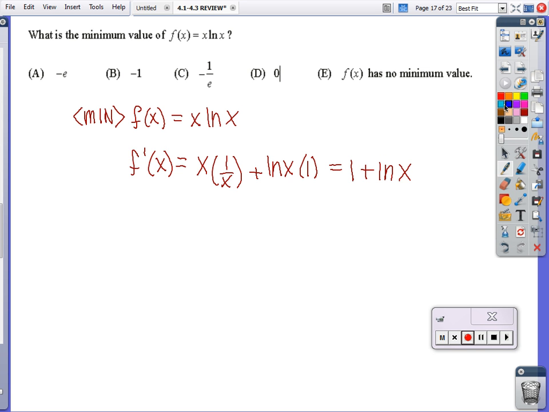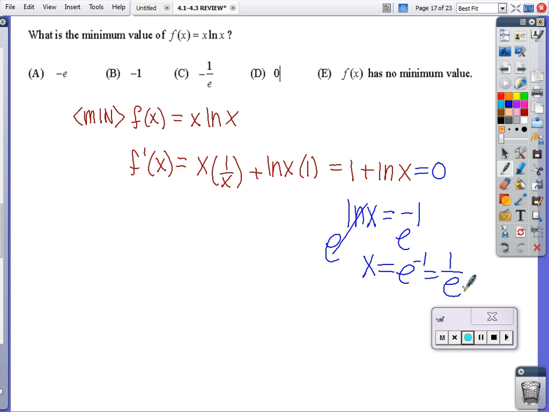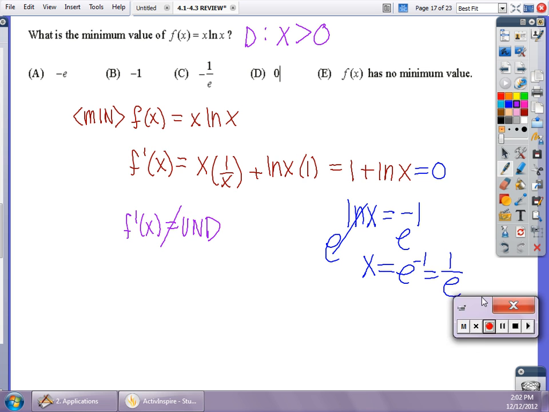Now, if I want to find the minimum, I'm going to set that equal to 0 first, and I get ln of x is equal to negative 1. I'm going to take e to both sides. We get x is equal to e to the negative 1. That's the same thing as 1 over e. Off to the left, I'm actually going to find if f prime of x equals undefined, and because there's no fraction here, we're not going to worry about the undefined. I know from the very beginning that the domain was greater than 0 because ln can only use positive values, not even 0. You can't take the ln of 0.